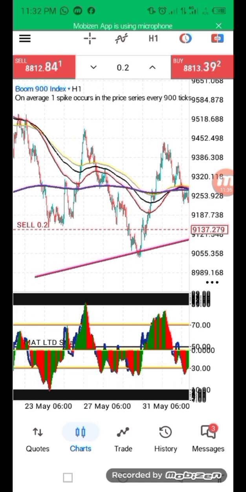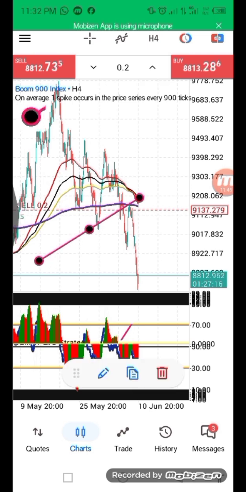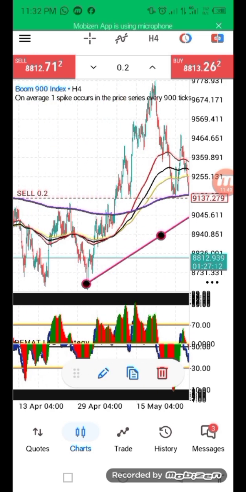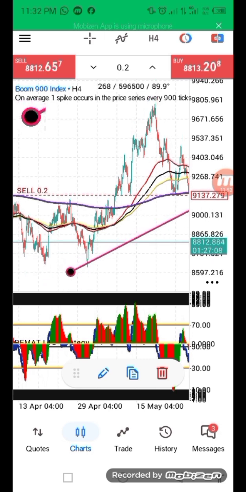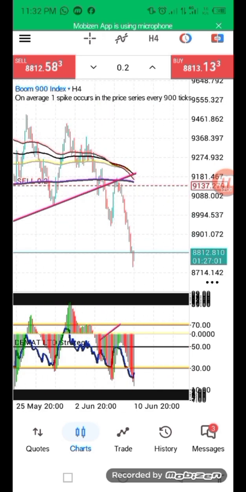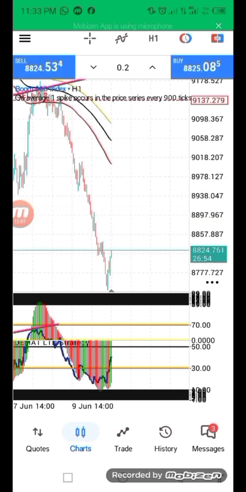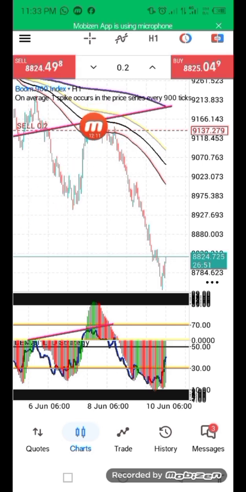Okay, let me just go to H4. You can use any time frame to ensure that your trend line is valid. So if you look at it, this point retraces to the moving average zone and at the same time is divergent with the RSI, and respects a valid trend line, right? Then I stormed into the trade.